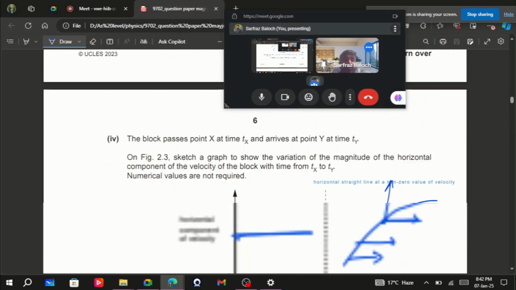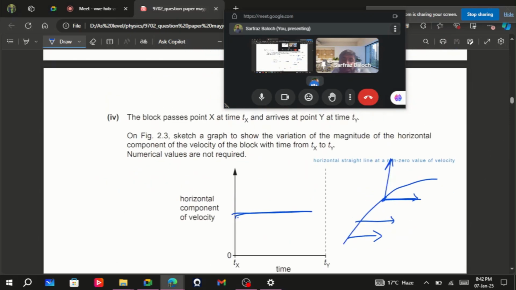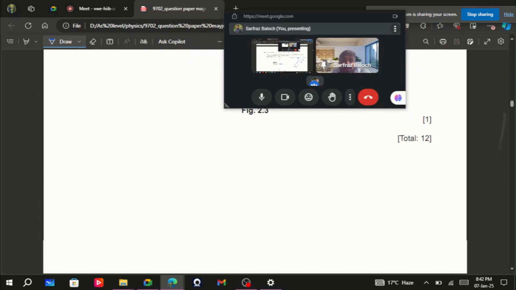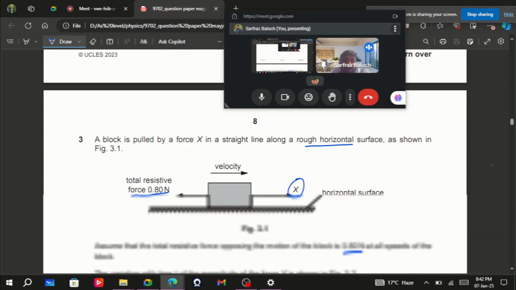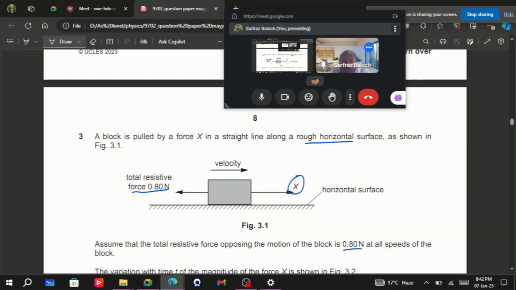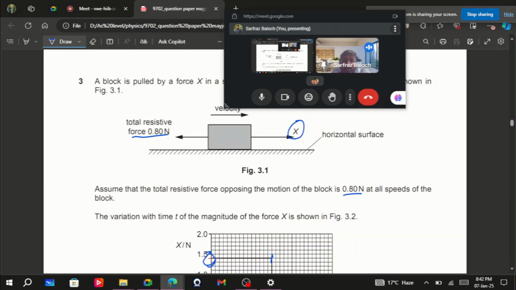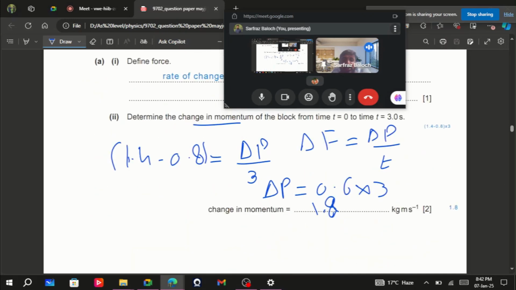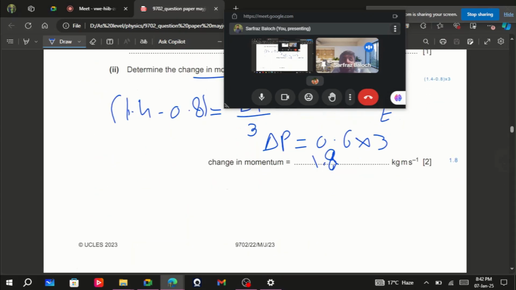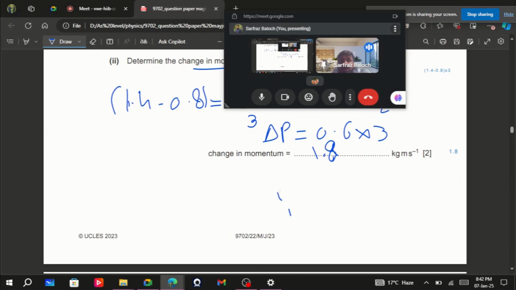And another thing, horizontal component and vertical component of the velocity. These are simple things, you can do it by yourself. Next is again resultant force. Next, what is change in momentum? Momentum P is equal to mv. So you should remember this formula: P is equal to mv.